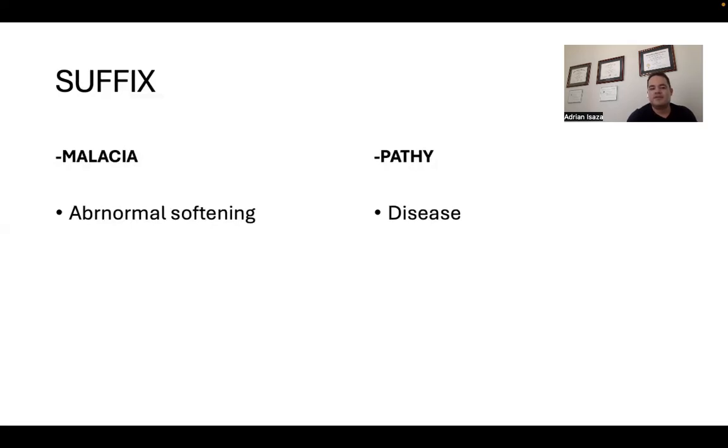Malacia is a suffix meaning abnormal softening. Pathy is a suffix meaning disease. Prefix sub means under, less, or below. The prefix hypo means deficient, right? So if someone has hypothyroidism, that is deficient thyroid hormone. And the subcutaneous layer of skin is under the dermis, right? Subcutaneous. Sub means under, less, or below.